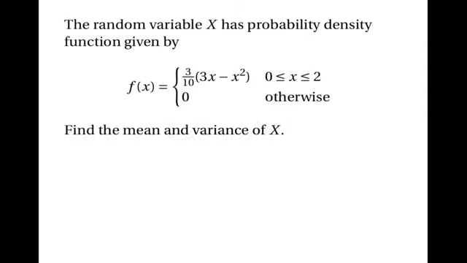First of all, suppose that we've got a random variable with the probability density function given by f of x is 3/10 of 3x minus x squared between 0 and 2, and 0 otherwise. Let's find the mean and the variance of x. Well, to find the mean, we have to integrate x f of x over all possible values of x. And that's going to be the integral between 0 and 2 of x times 3/10 of 3x minus x squared. We integrate between 0 and 2 because f of x is 0 everywhere else.